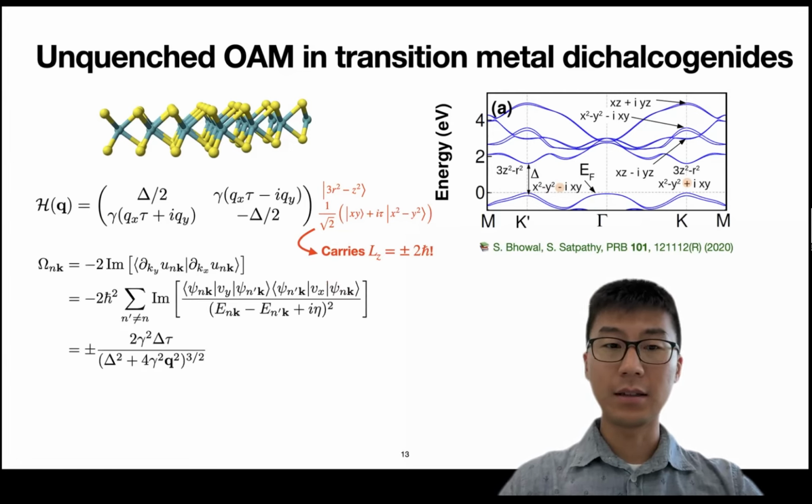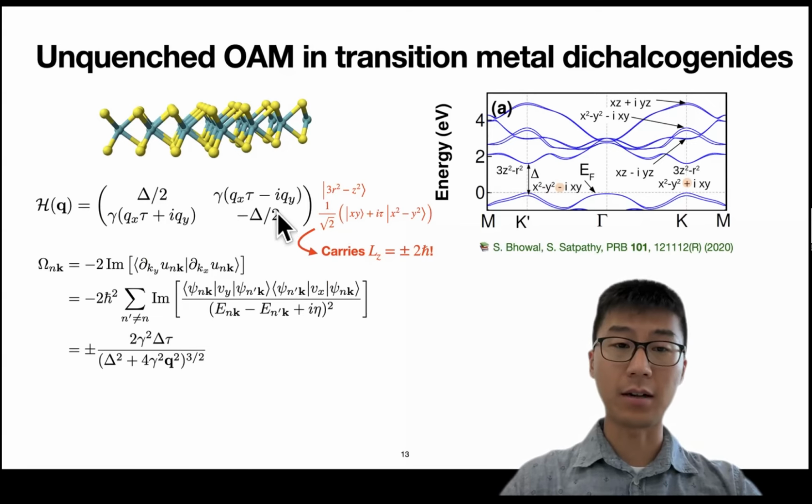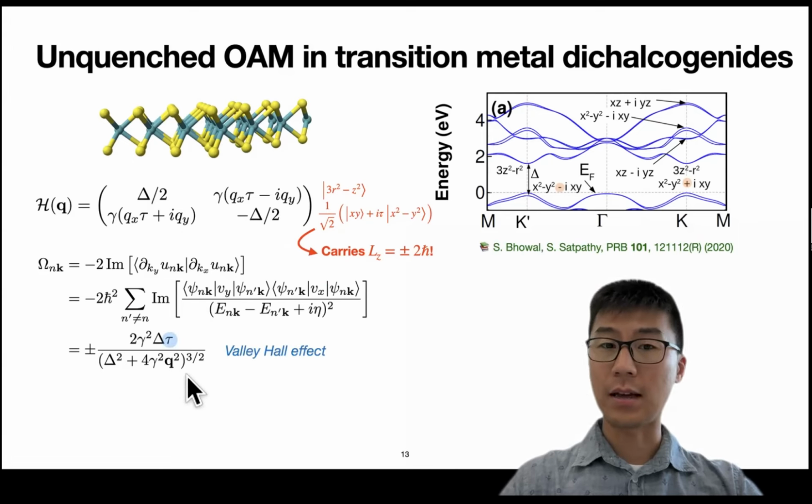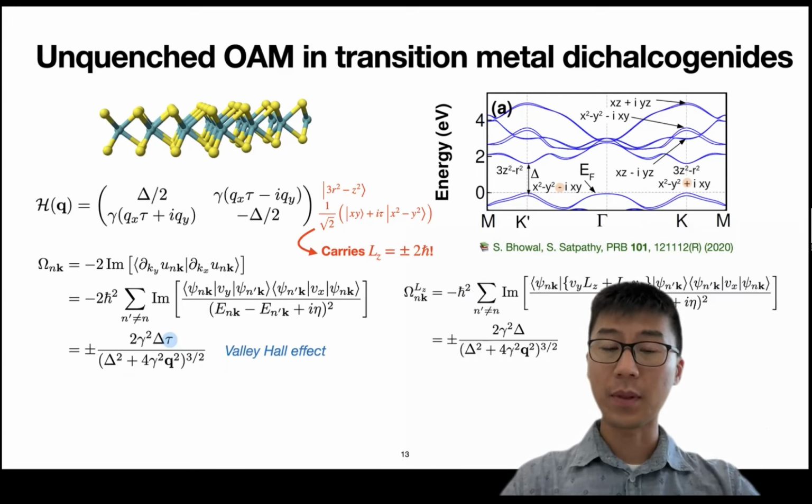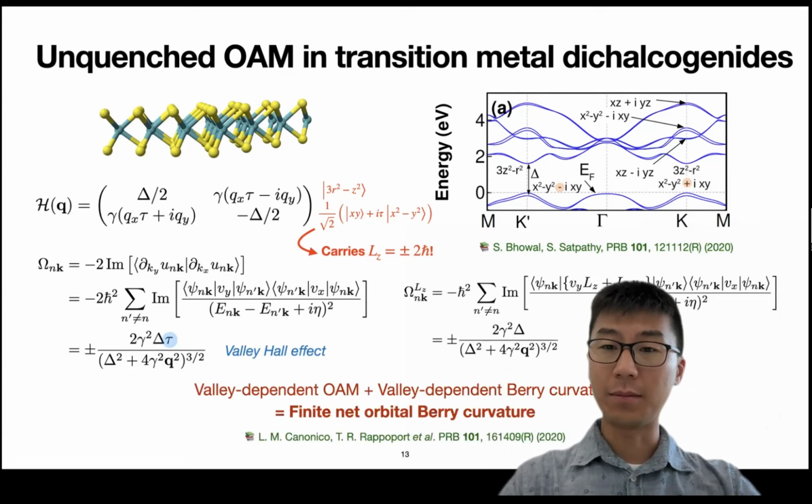So it means that first, if you calculate the Berry curvature in TMD from this gapped Dirac model, you get the valley-dependent Berry curvature. And this is one reason why we have the valley Hall effect, right? But at the same time, when you look at the orbital Berry curvature in the following form, orbital Berry curvature doesn't depend on the valley.